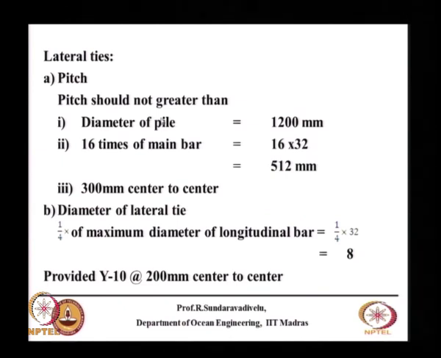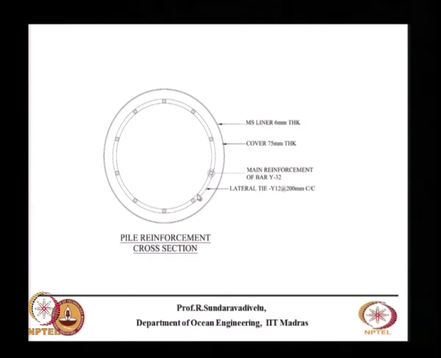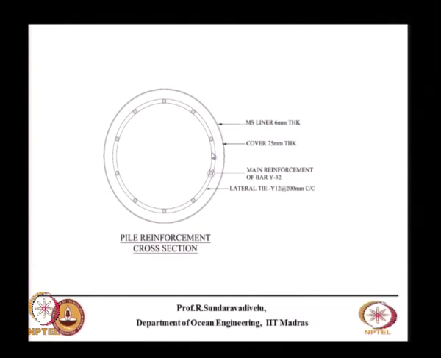Then about the lateral ties, you have to find out the diameter of the bar and the distance between the lateral ties. So finally what we are doing is finding how many bars are to be provided. The clear spacing between the bars should be more than 100 millimeters. The inner bar is for holding the bars in position, typically 16 mm bars provided at 1500 millimeters center to center. The outer bar is the lateral tie.